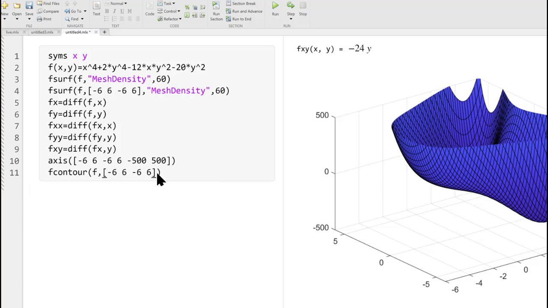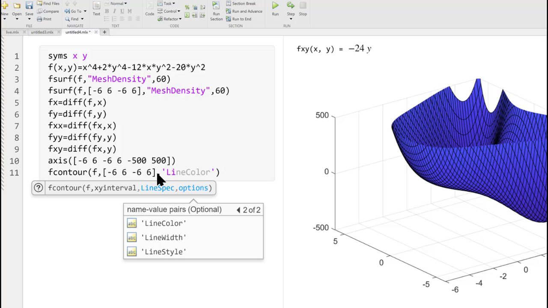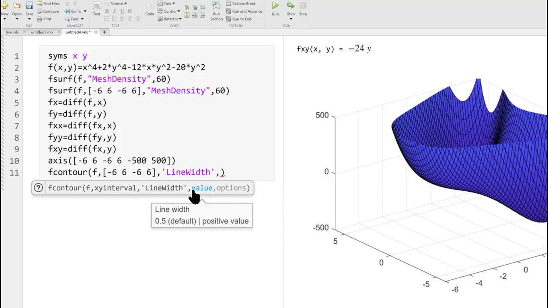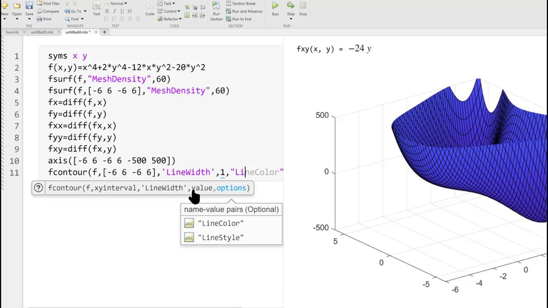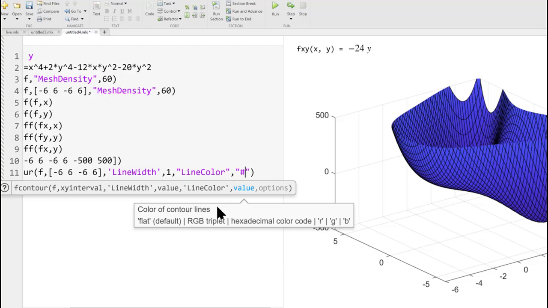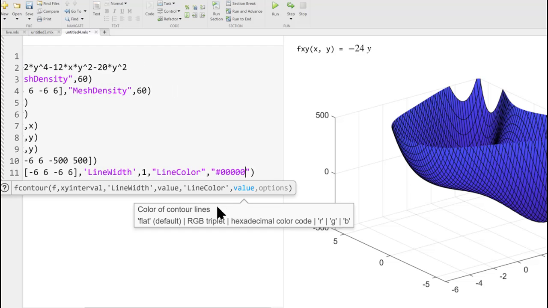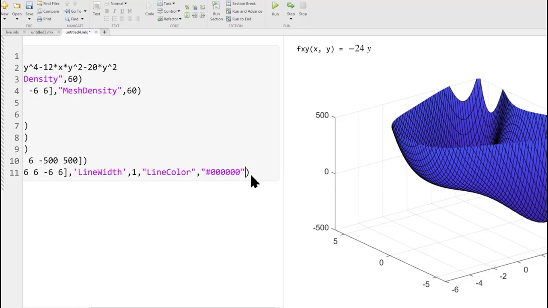Okay, and then remember, this is a good idea to keep the line width wide. So, 1 is wide enough here. And then the second thing is, I like the line color to be black. Okay, and again, as I said before, hexadecimal is the only way I know right now to be able to enter it.